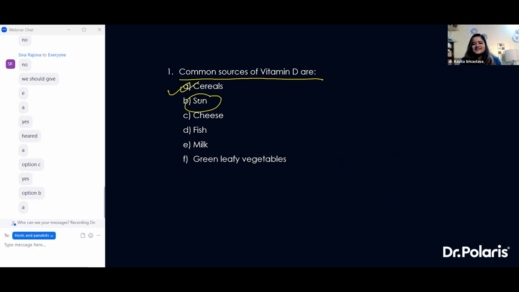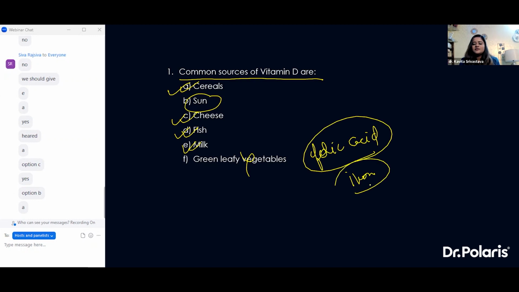Those who don't sit inside the sunlight still have vitamin D. So from where are we getting our vitamin D? We get it from food products also, like cereals, cheese, fish, and milk. Green leafy vegetables are well known to give us folic acid, not vitamin D. Apart from folic acid, they give iron and other important things, but definitely not vitamin D. So we get it from cereals, cheese, fish, milk, and also from sun.